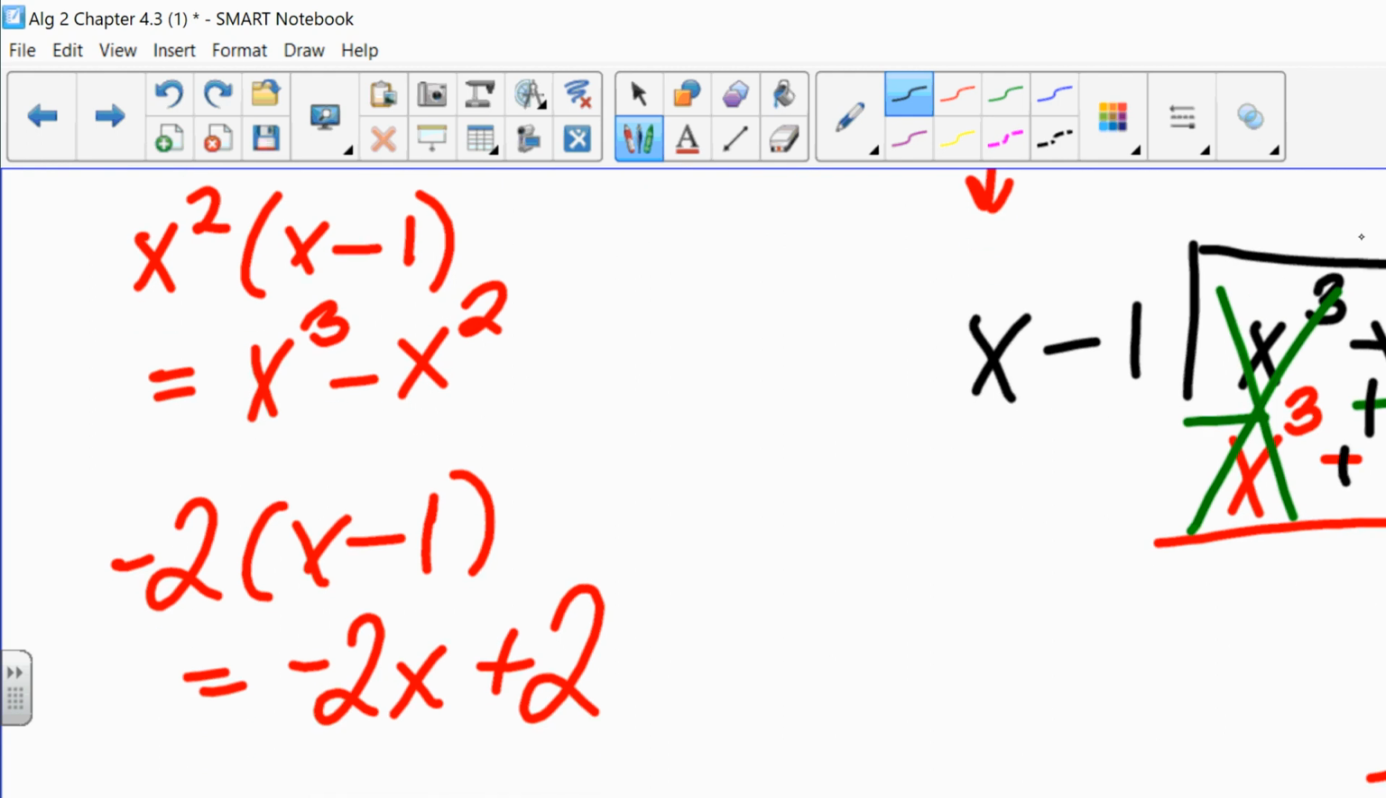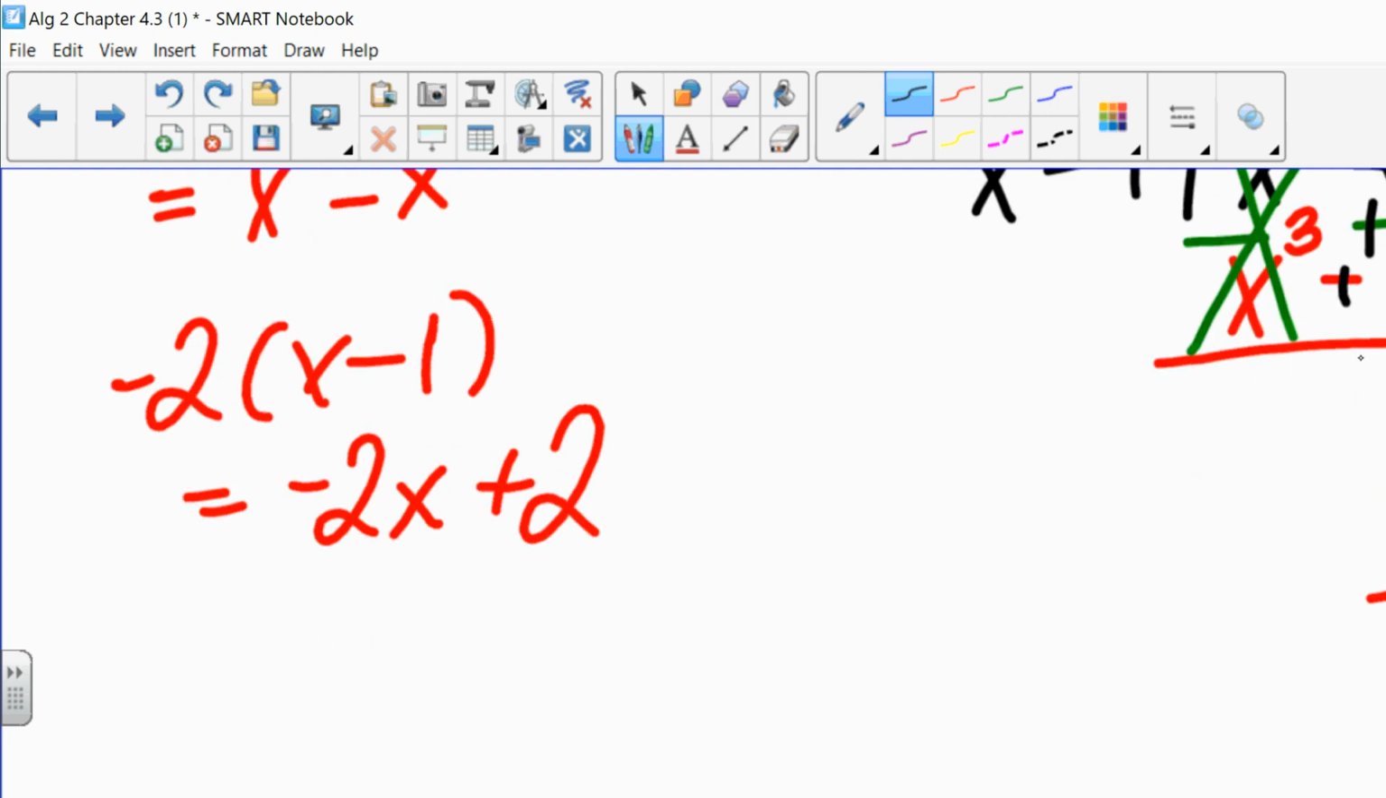Any questions on this here before we write the answer? Okay. So let's write out the answer. Well, our answer would be x squared minus 2 plus what over what? And that would be it.